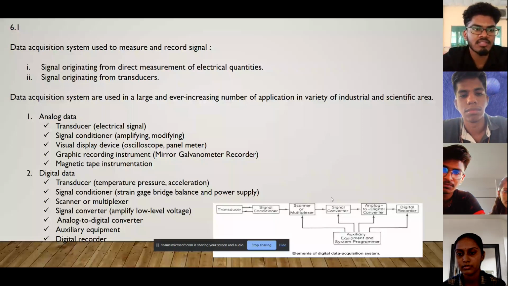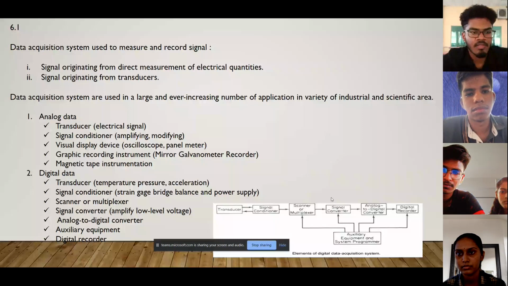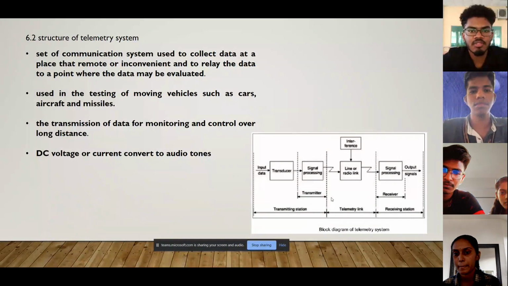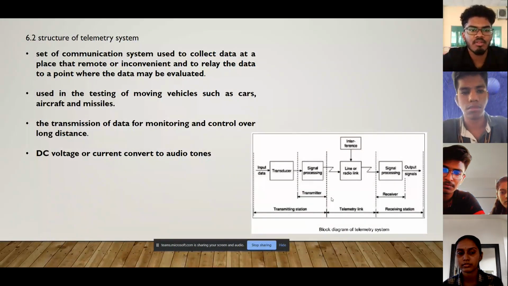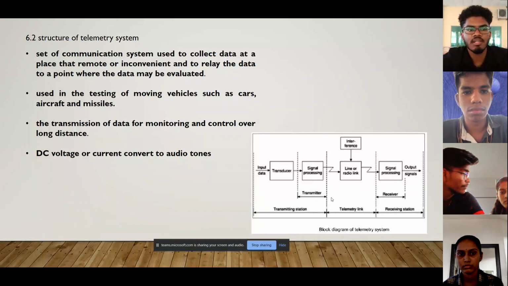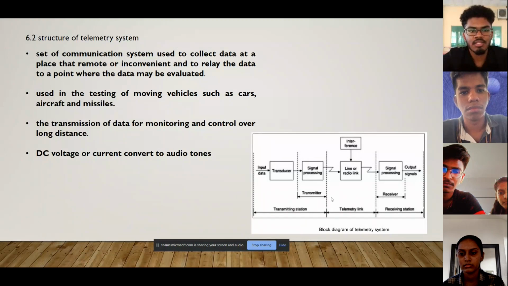The next subtopic is structure of telemetry system. Set of communication system used to collect data at a place that is remote or inconvenient and to relay the data to a point where the data may be evaluated. Used in testing of moving vehicles such as cars, aircraft, and missiles. The third is transmission of data for monitoring and control over long distance. The last one is a DC voltage or current converted to audio tones. Below is the block diagram of telemetry system.